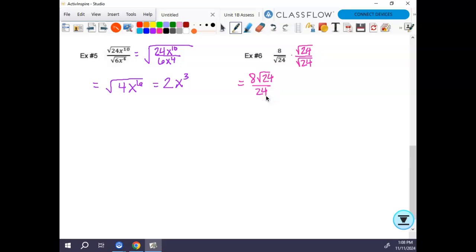Then can I reduce that? Does 8 go into 24? How many times? 3. So this gives me the square root of 24 over 3. We agree with that?